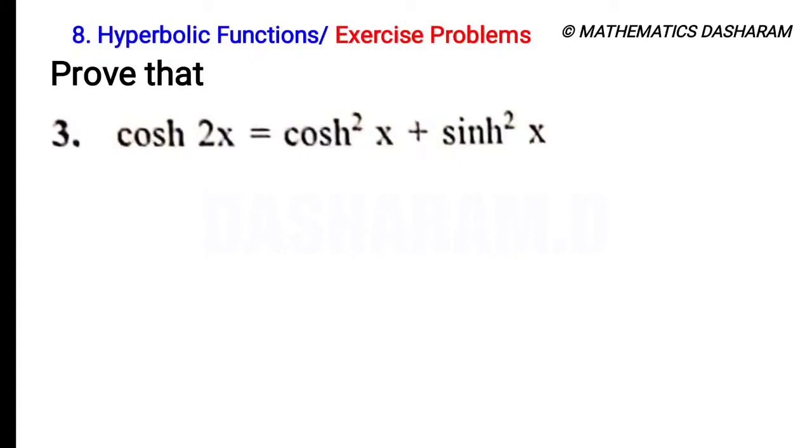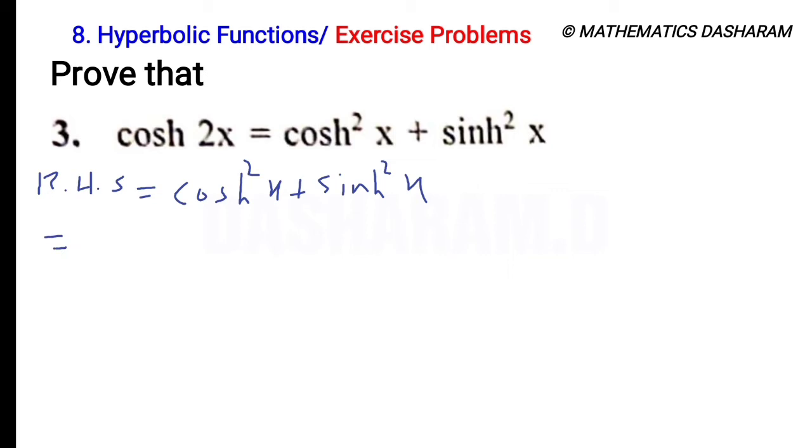Third problem, cosh 2x equals cosh²x + sinh²x. So to prove this one, I am going to select the RHS first. So the RHS is cosh²x + sinh²x.